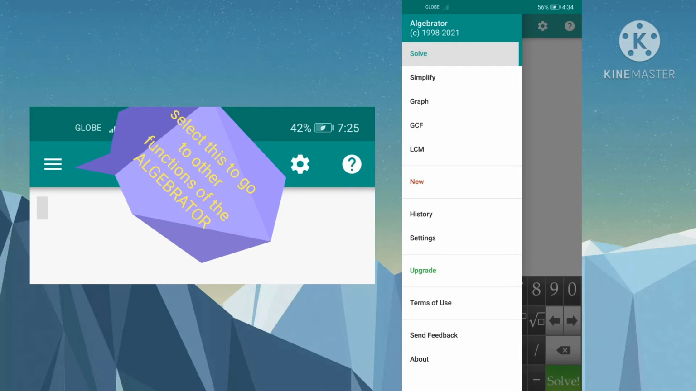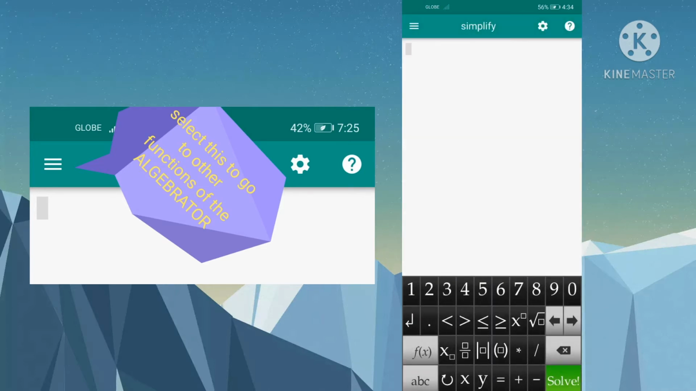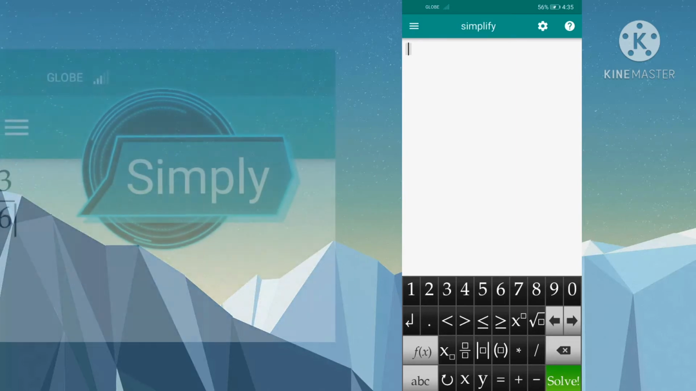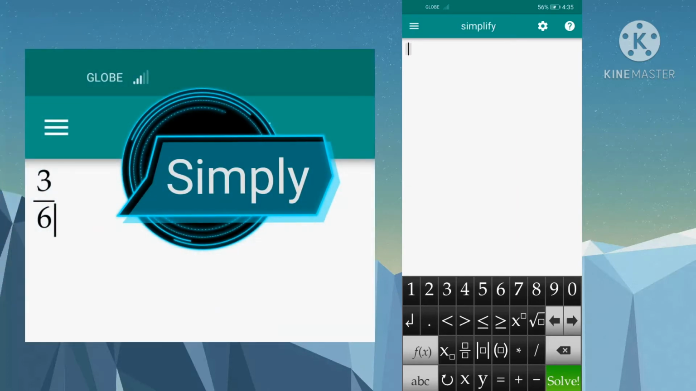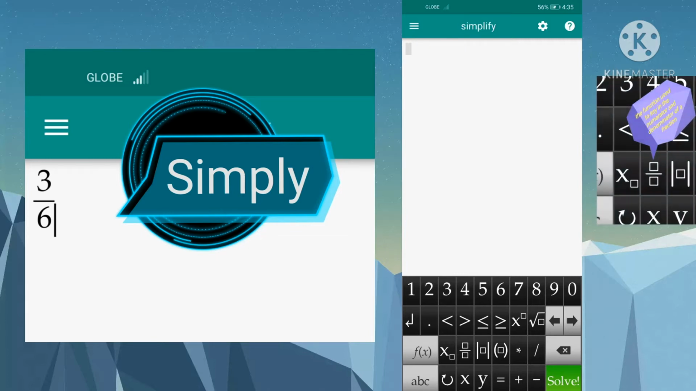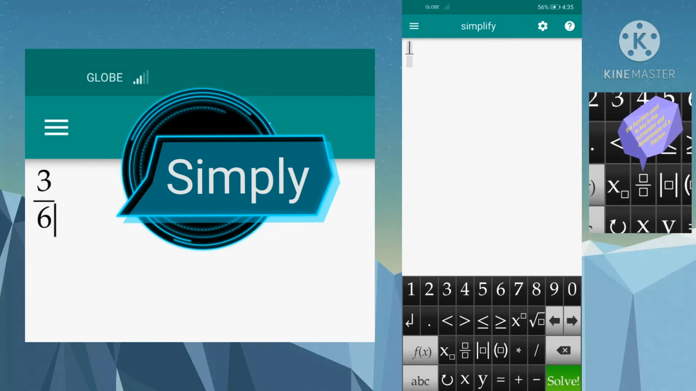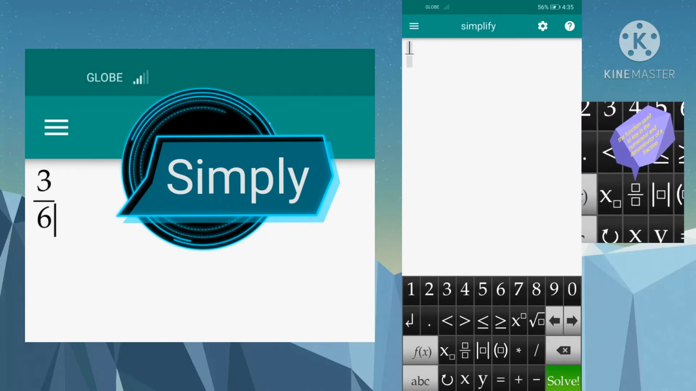So, select natin yung simplify since we are on simplifying fractions. Ayan, nakaset na siya. Nakikita natin, simplify dun sa taas. Okay, let us say, i-simplify natin yung 3 over 6. So, 3 over 6, pindutin yung fraction function natin. Ayan. So, nakaset na siya as fraction.